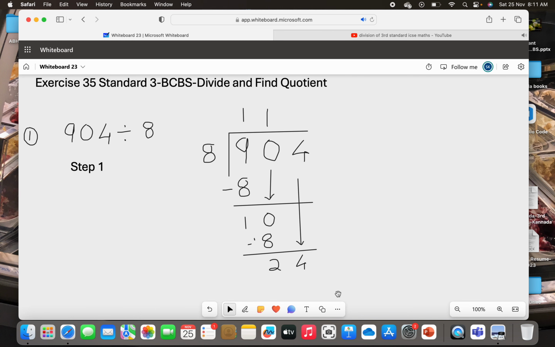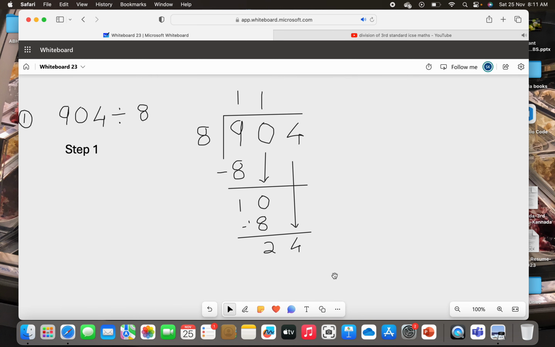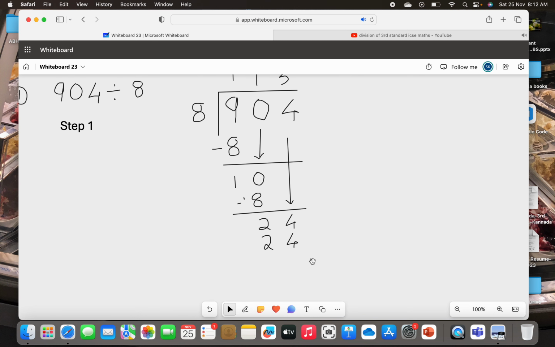What is the 8 table? 8 times 1 is 8. 8 times 2 is 16. 8 times 3 is 24. And what is the remainder here? It is 0. 24 minus 24 is 0.